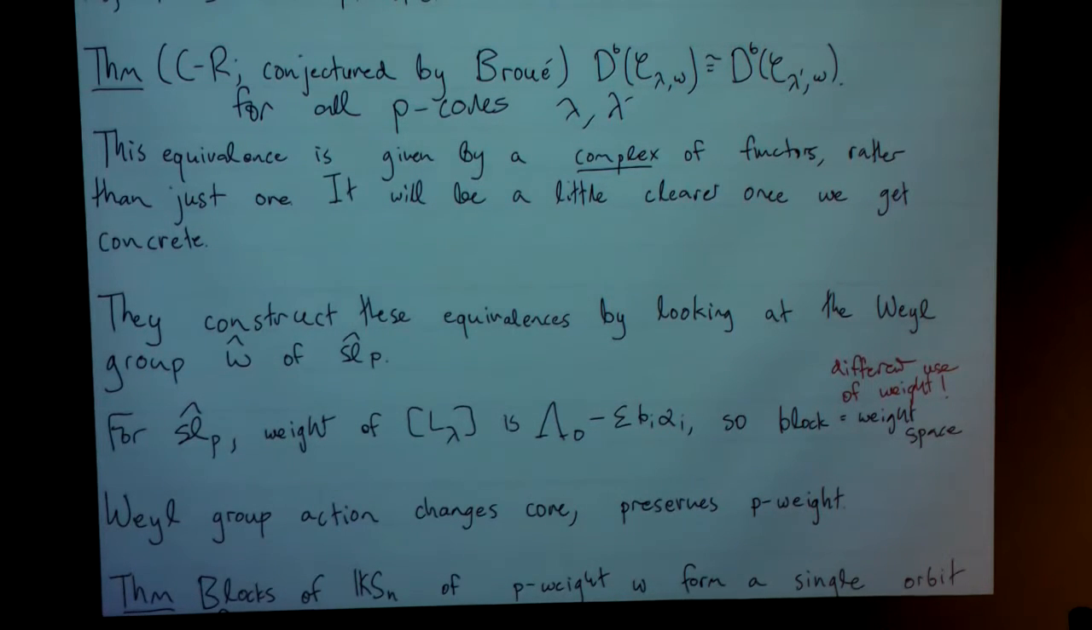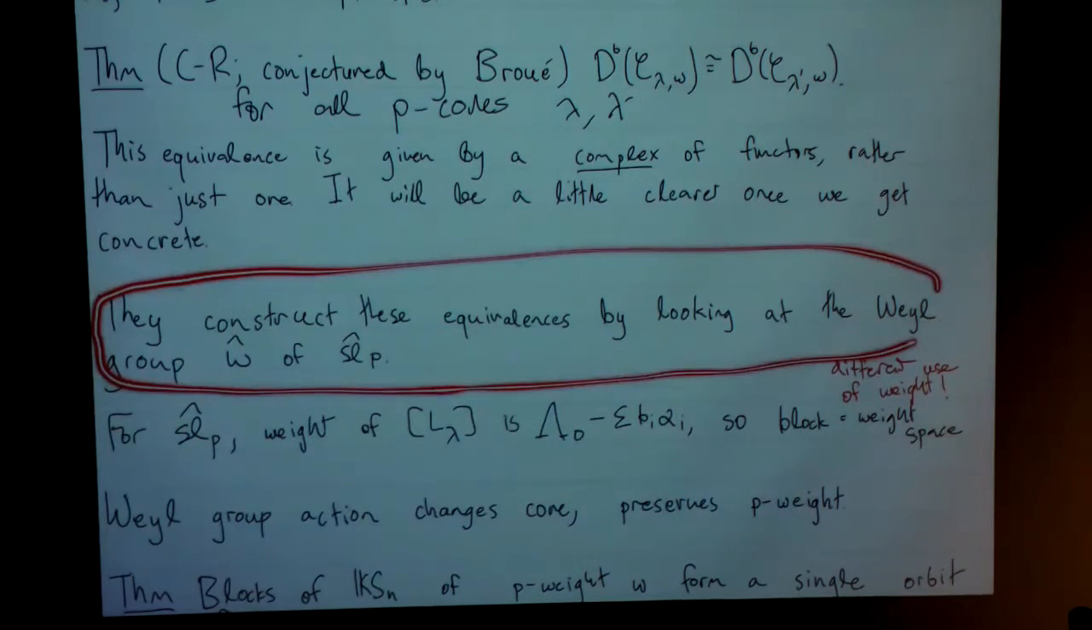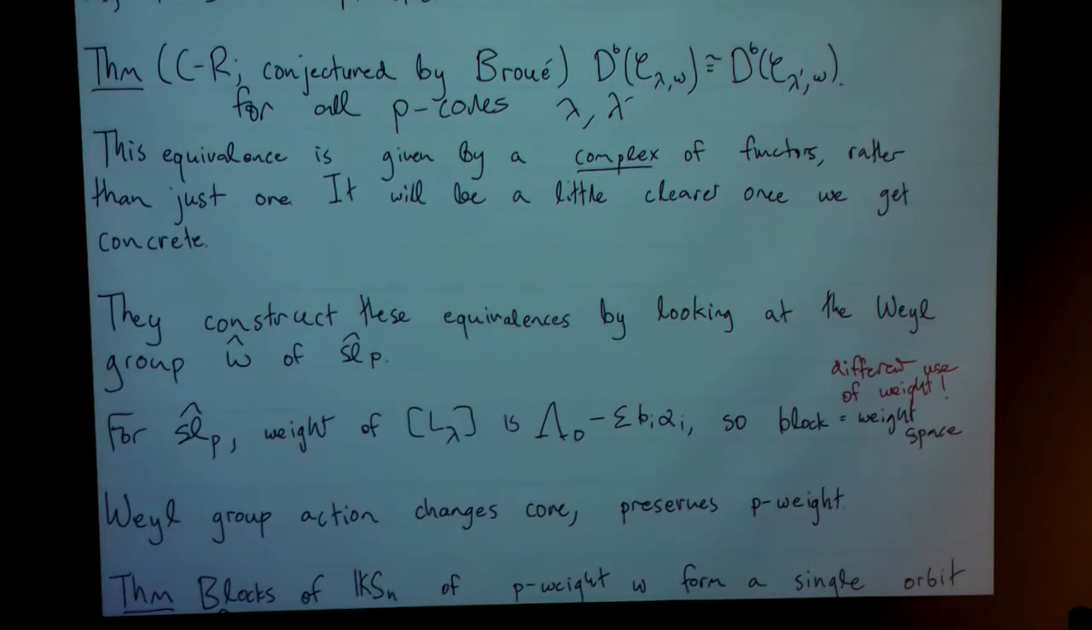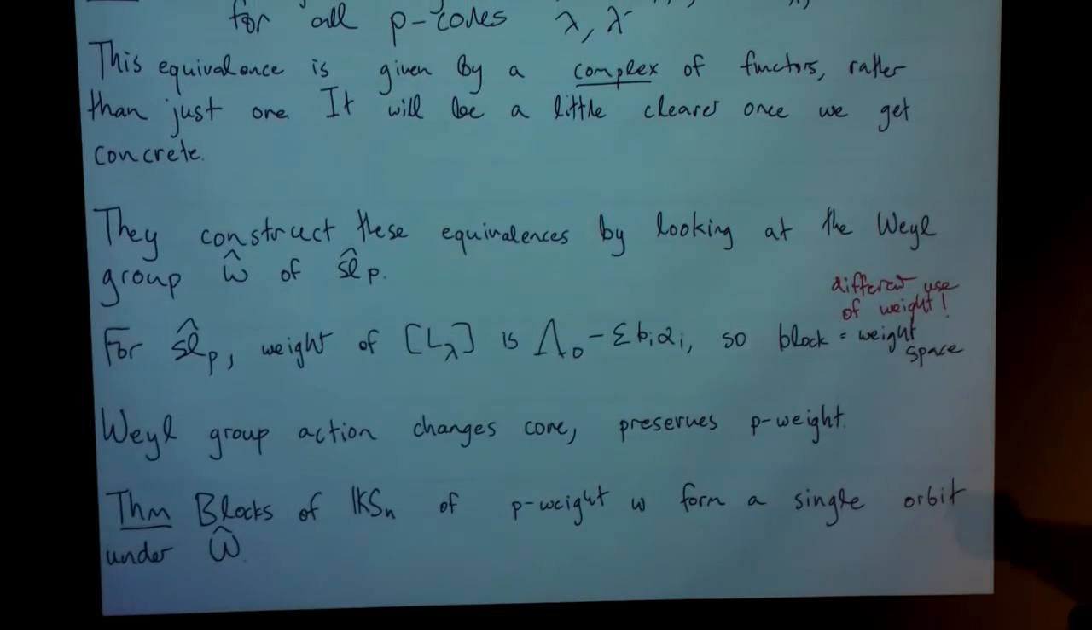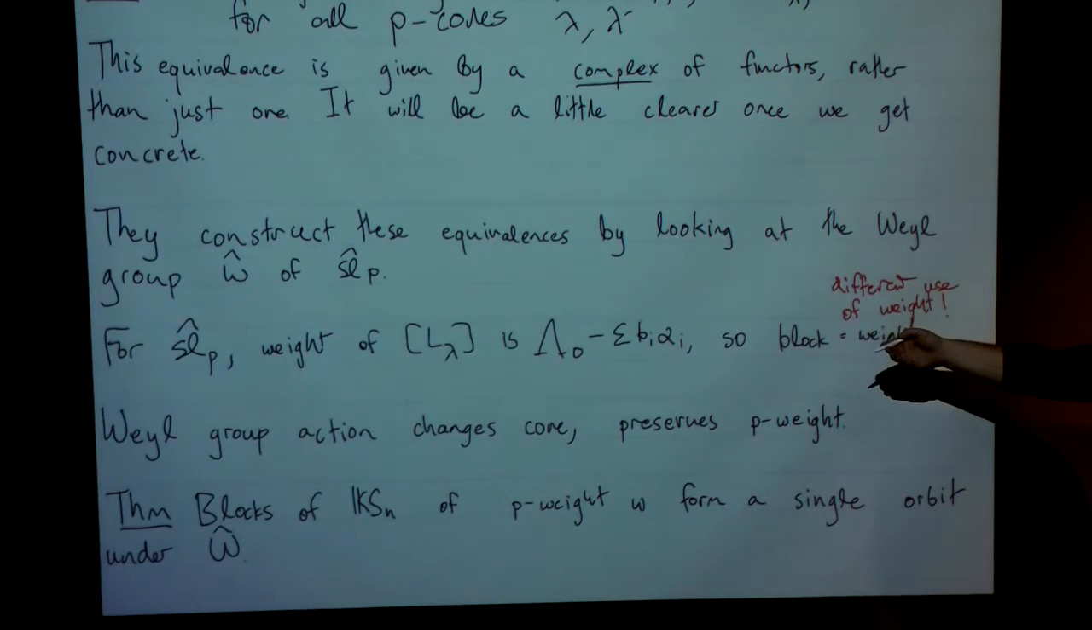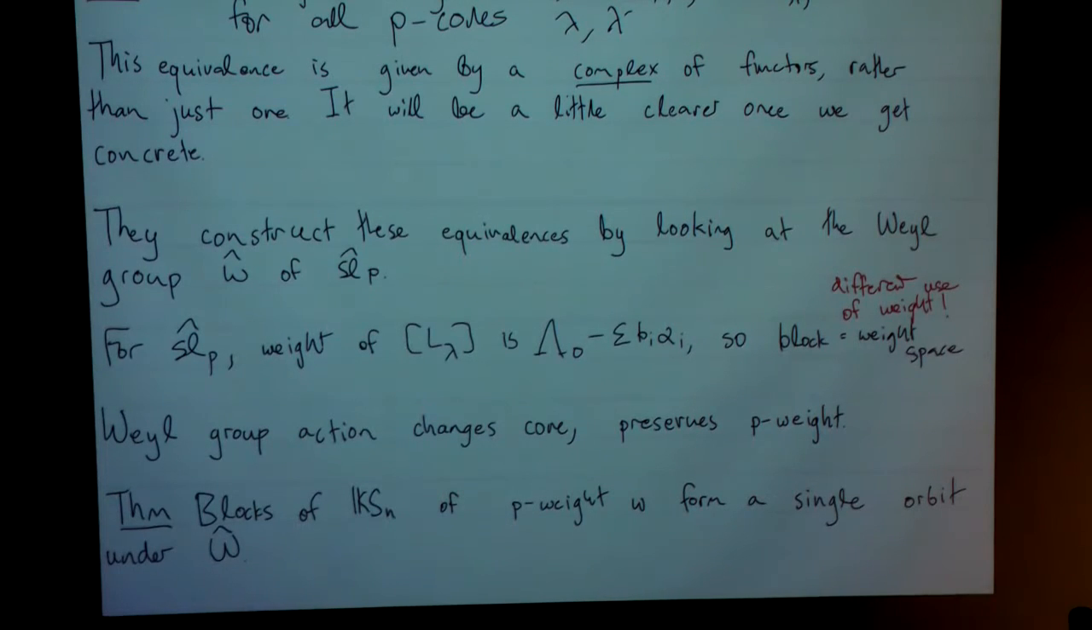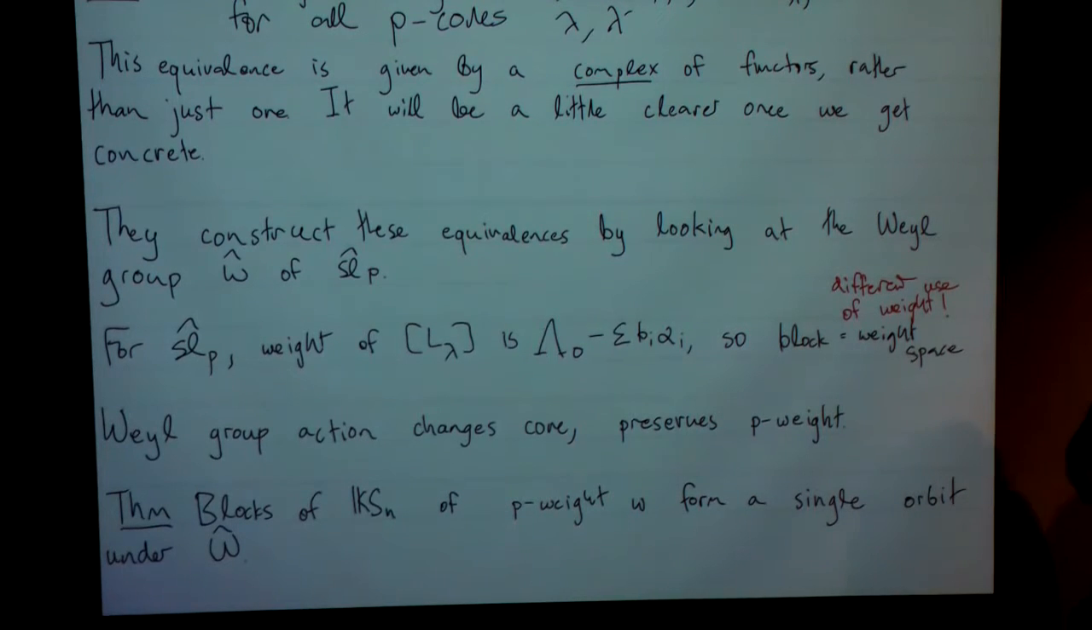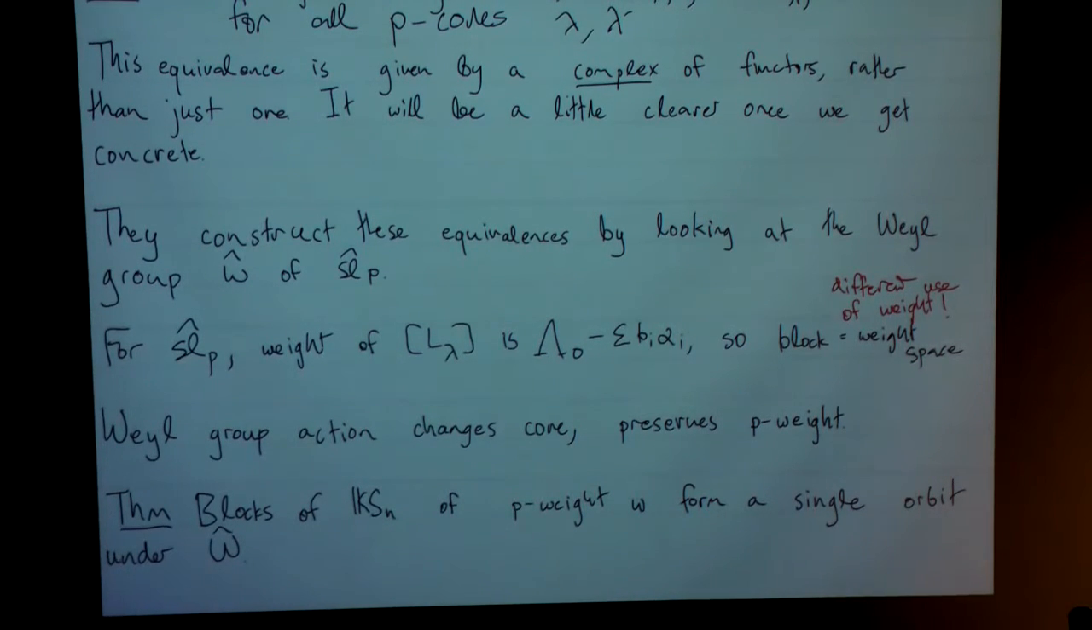Okay, the way they find these equivalences is they look at the Weyl group of sl_p hat. So as I said, the blocks correspond to weight spaces for sl_p hat, because the number of boxes of a given content tells me which roots I subtract to get my weight space. So when I act with the Weyl group, what's going to happen is I will change the core and I will keep the p-weight the same. The p-weight, if you're thinking in terms of sl_p hat, removing a p-hook is adding delta to the weight, and adding delta commutes with the action of everything in the affine Weyl group.